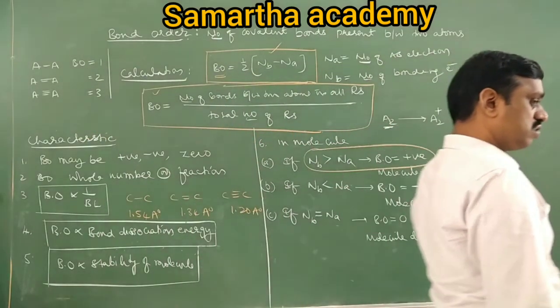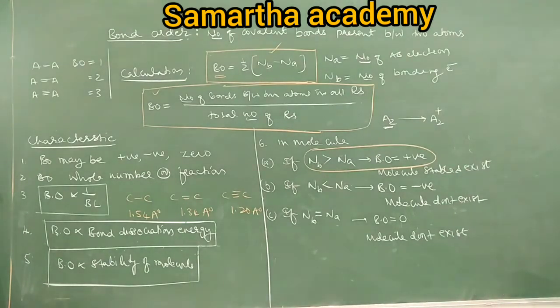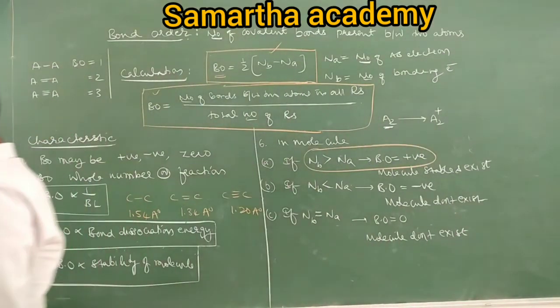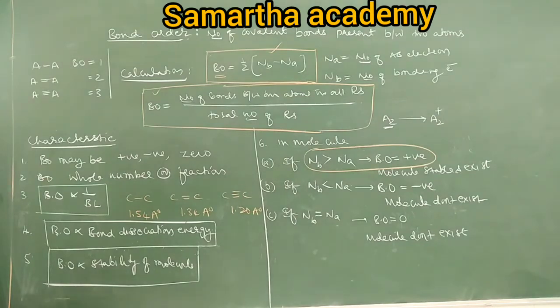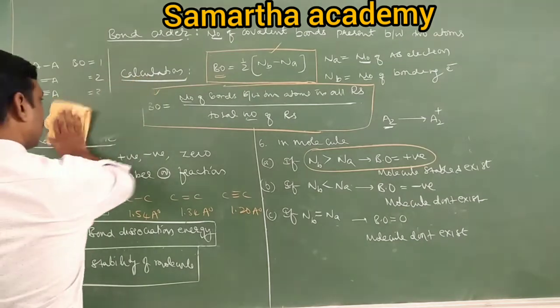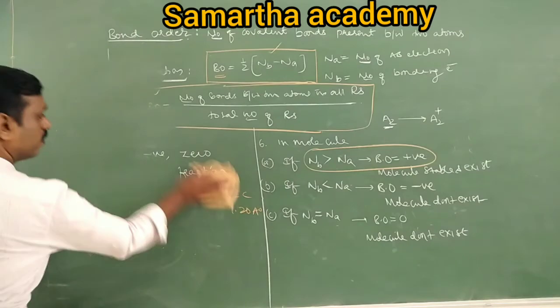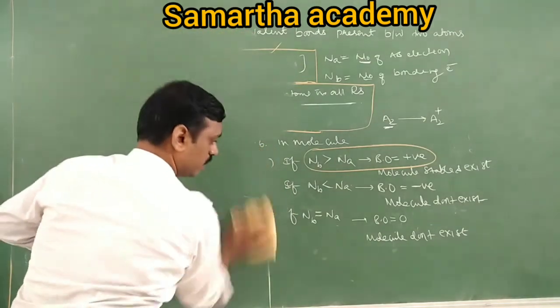Whereas if the molecule loses an electron from the anti-bonding molecular orbital, its bond order increases, and stability, what? Increases. Okay.